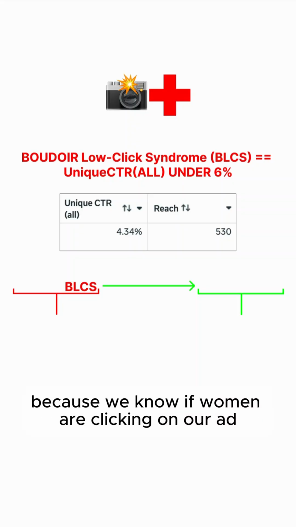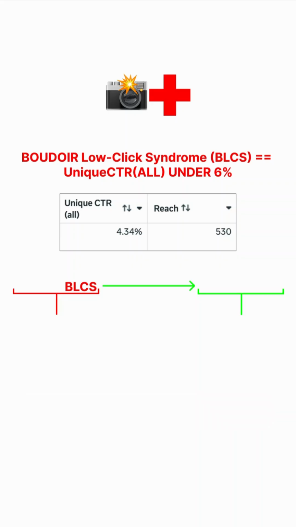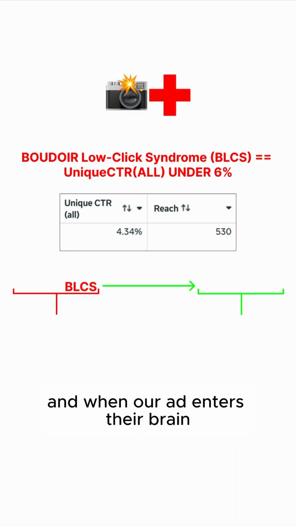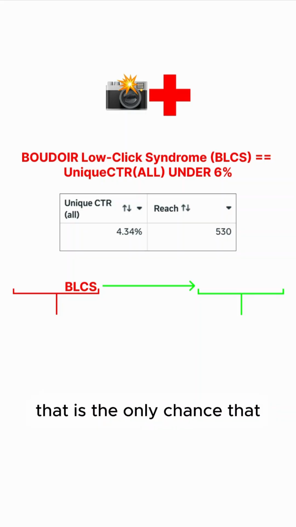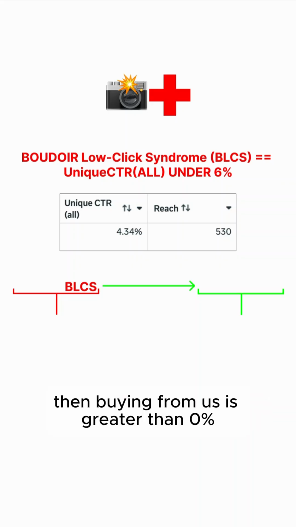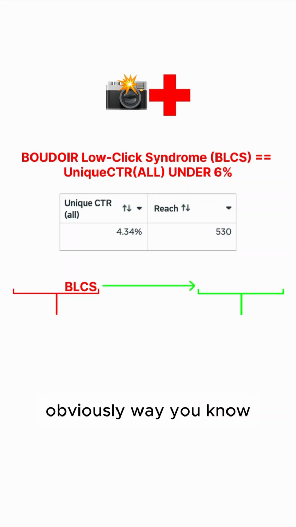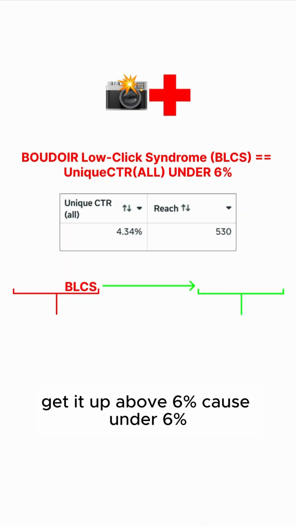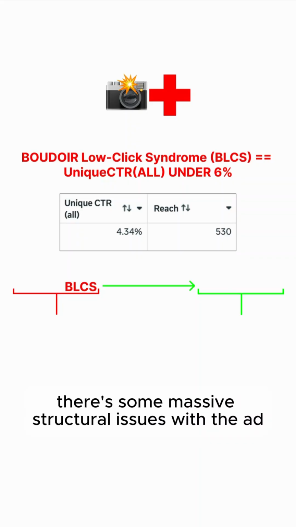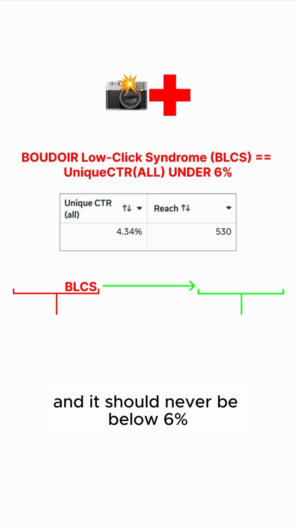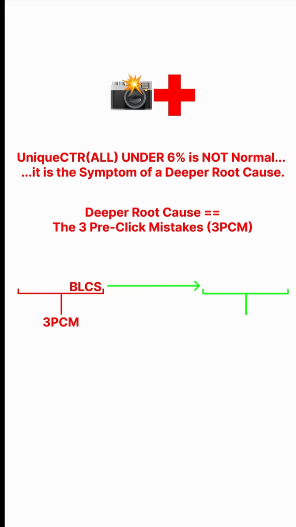Now, we care about this because we know if women are clicking on our ad, then they're not scrolling by. And we also know that our ad has entered their brain. And when our ad enters their brain, that is the only chance that them buying from us is greater than 0%. So we need to get this number up as high as possible. Obviously, get it up above 6%, because under 6%, there are some massive structural issues with the ad. And it should never be below 6%. 6% is like the bare minimum.